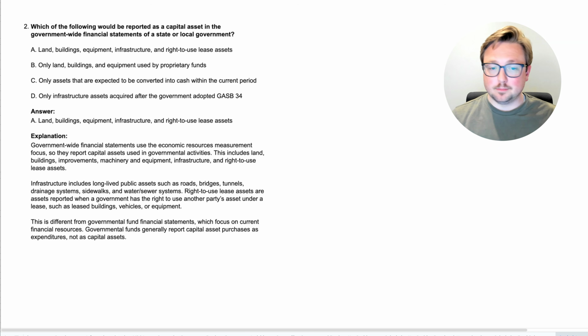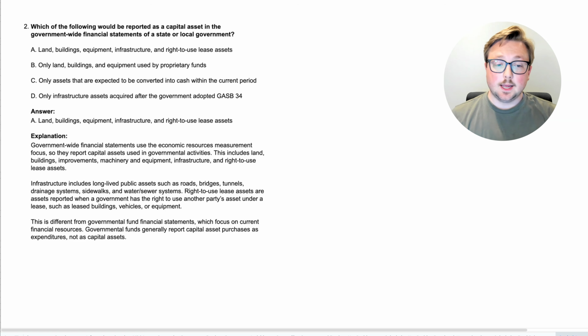All right, here we are at the answer. It would be land, buildings, equipment, infrastructure, and right-to-use assets, or lease assets, excuse me. Now, that might sound pretty much the same. And again, it is. Most of the stuff that you would consider a capital asset under normal accounting is going to be that under government-wide financial accounting.